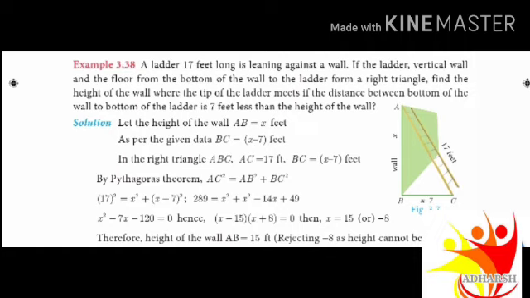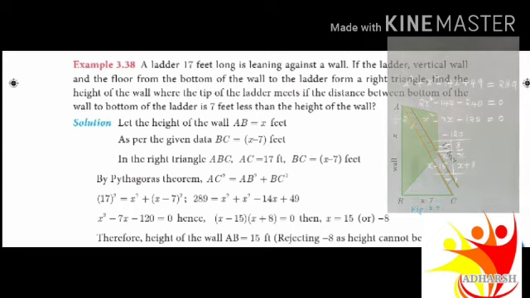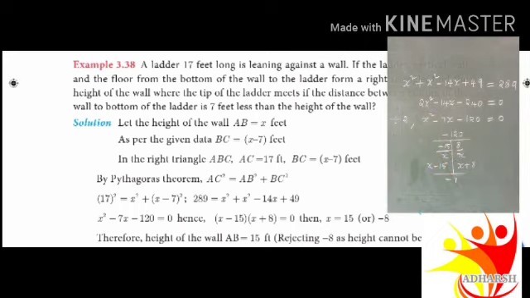Now simplify the equation. x square plus x square minus 14x plus 49 equal to 289. x square plus x square, 2x square minus 14x plus 49 minus 289 equal to 0, that equal to minus 240. Now divided by 2, x square minus 7x minus 120 equal to 0.